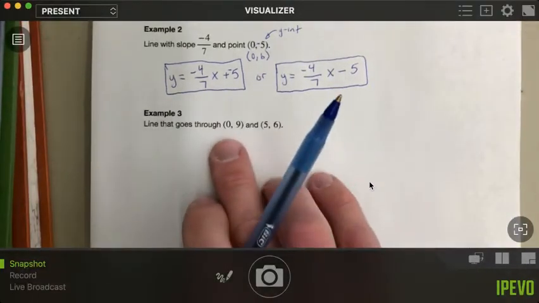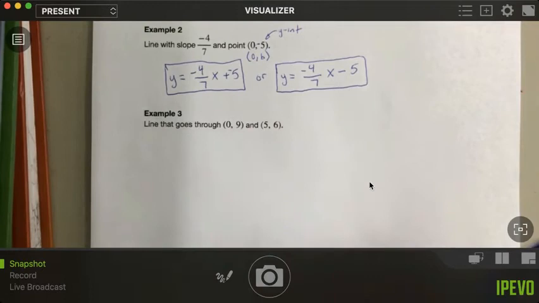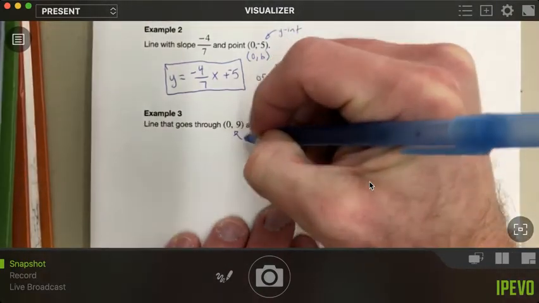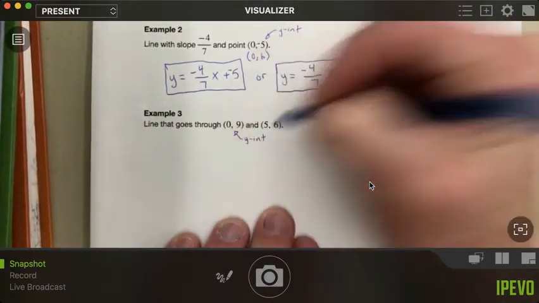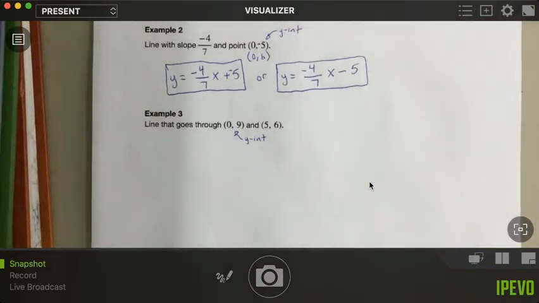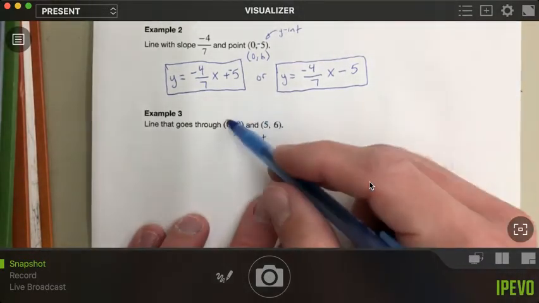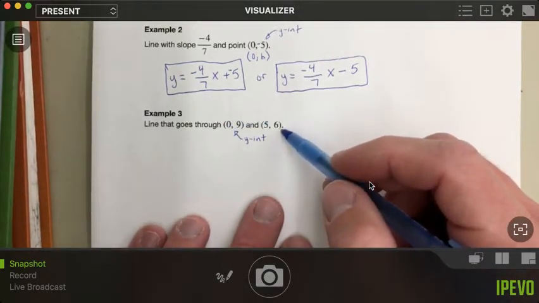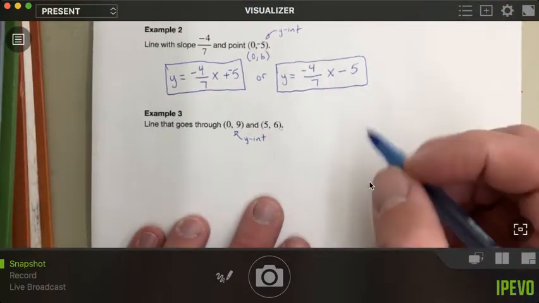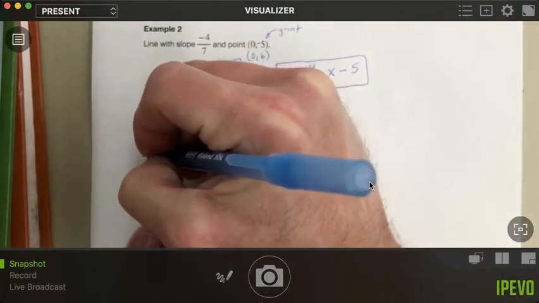But in this case, notice how one of them is 0, 9. That's a y-intercept. So slope-intercept form works great here too. But in this case, because I gave you 2 points, and I didn't give you a graph and I didn't give you a slope, you're going to have to take a minute to find your slope in this case.